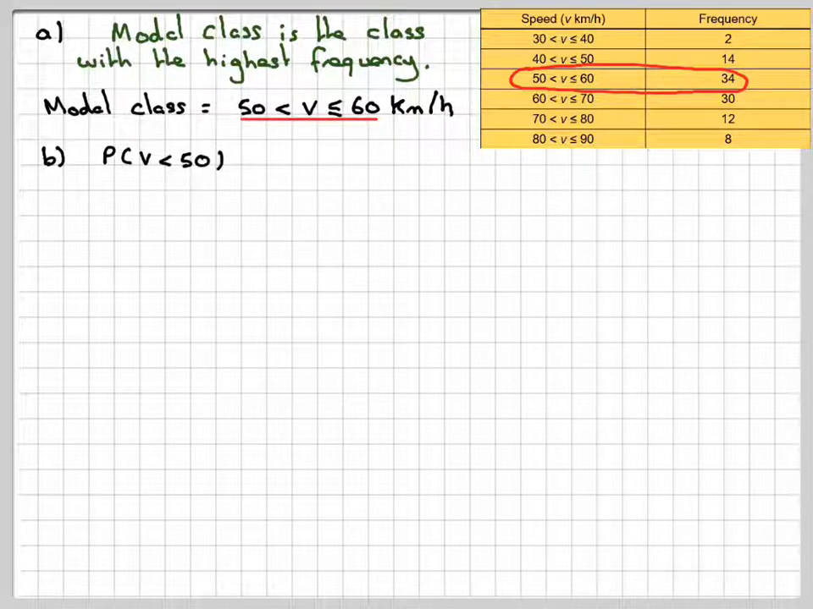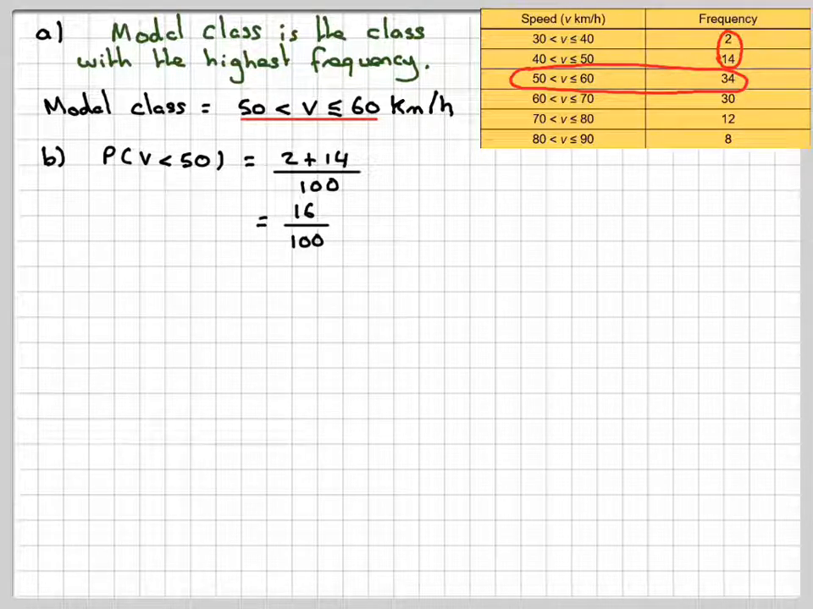Right, the probability a vehicle is less than 50 will be between these two here. Because this is from 40 to 50, this is 30 to 40, so that will be 14 plus 2. So it's going to be 2 plus 14 divided by 100, which gives you 16 out of 100, which is 4 out of 25.